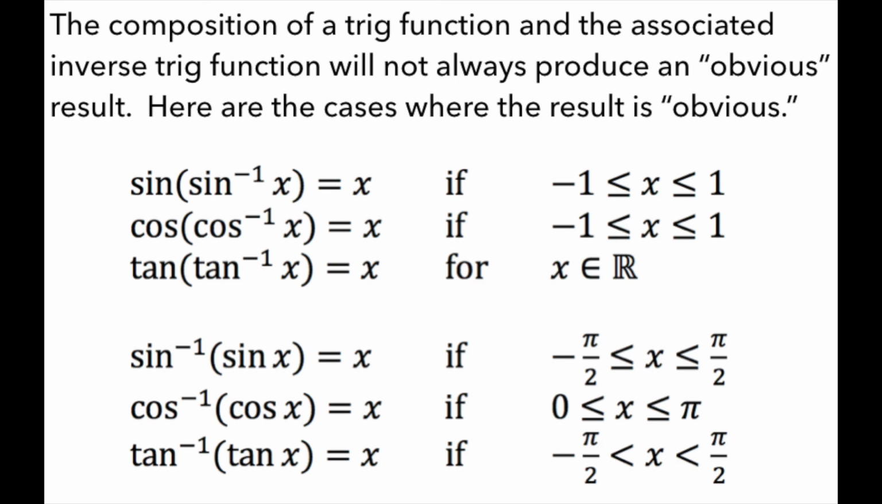Meanwhile, things get a little tricky if you're going to do the regular trig function on the inside and the sine inverse on the outside. The only time that sine inverse of sine of x is equal to x is when it's on that right half of the unit circle, negative pi over 2 to pi over 2. Same thing's true for tangent. Meanwhile, for cosine, cosine inverse of cosine of x is equal to x when x is in the interval from 0 to pi.